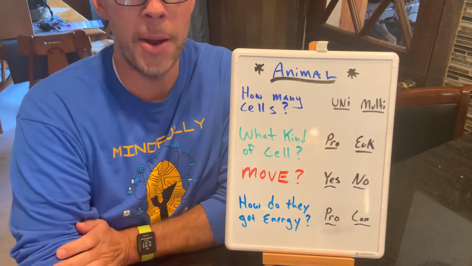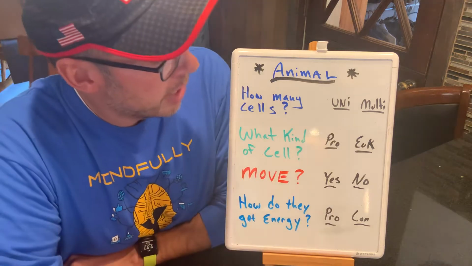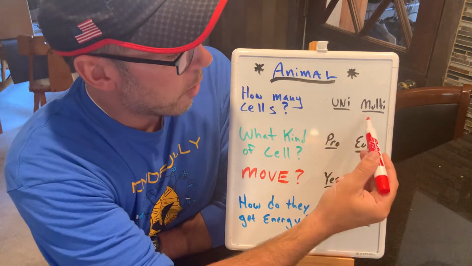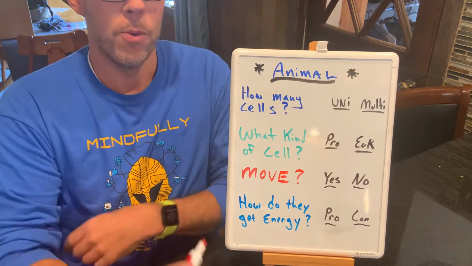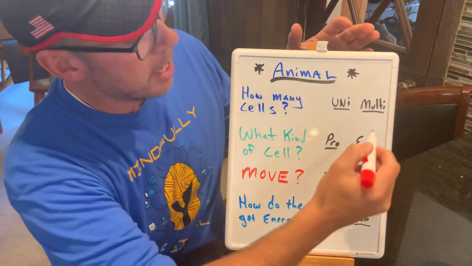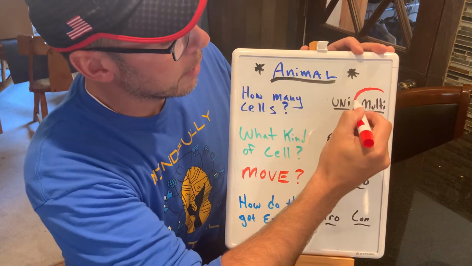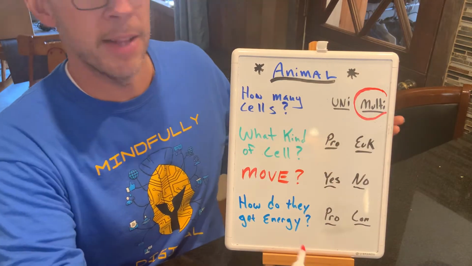All right, let's just see how animals answer these four questions. So, how many cells do animals have? Do we have uni or multi? Well, all animals have more than one cell. We have billions of cells just in ourselves. So every animal on the planet is what we call multicellular. We have lots and lots of cells.